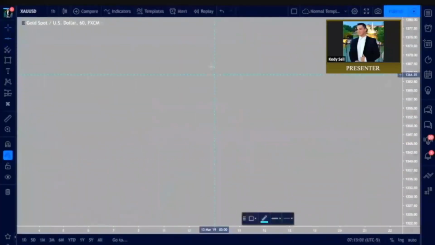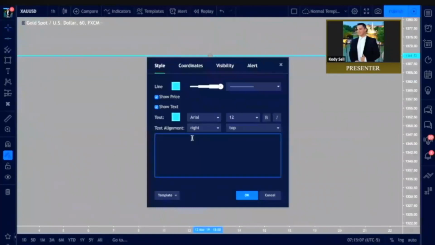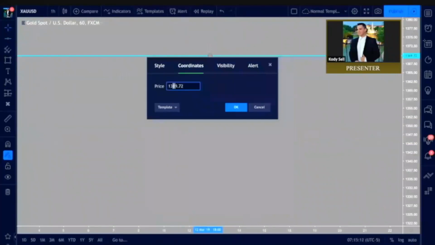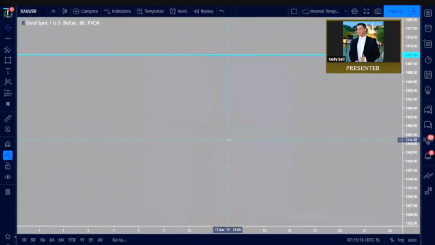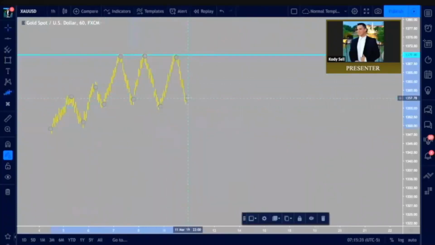All right, so let's say we've got a resistance up here at 1370, right around there. So we have a major resistance at 1370. Now, price is moving along, comes up to our resistance and falls. Comes up to our resistance and falls. And yes, of course, there's a support down there, but right now, I want you guys to focus on this resistance. Comes up to the resistance and falls.